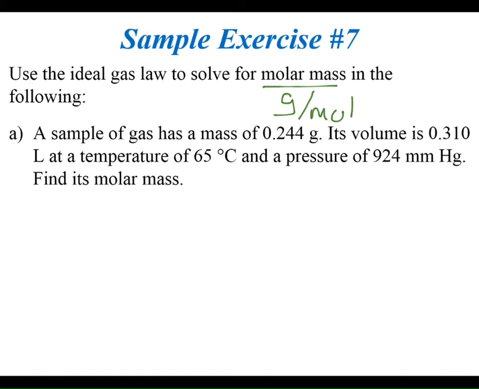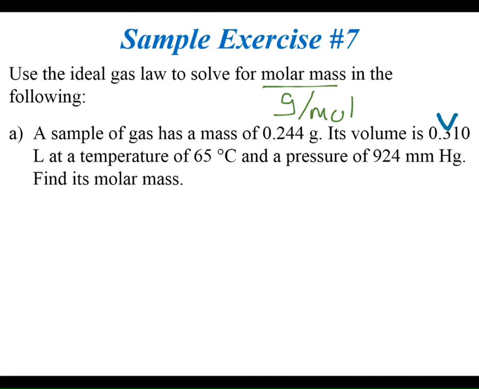So we have a sample of gas that has a mass of 2.244 grams. Its volume is 0.310 liters. Its temperature is 65 degrees Celsius. And its pressure is 924 millimeters of mercury. Let's find the molar mass. So let's go through and identify all the different variables we see there. I see volume, 0.310.